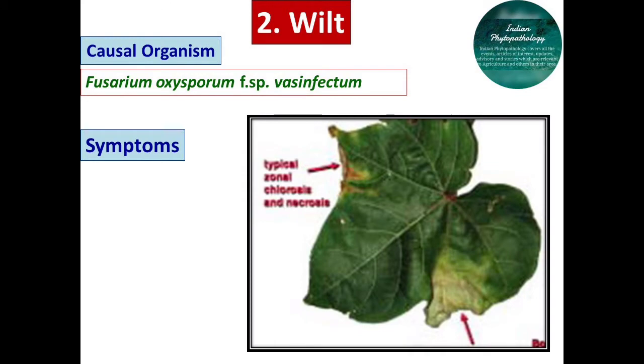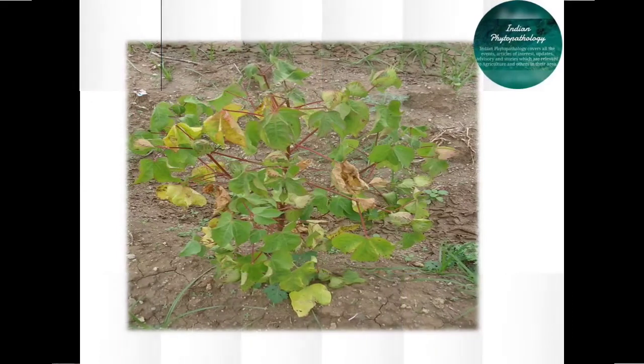This wilt is caused by Fusarium oxysporum forma specialis vasinfectum. This is a fungal disease, and in India it was first reported from Nagpur by Evans in 1908. It comes under phylum Ascomycota, class Sordariomycetes, order Hypocreales, and family Nectriaceae, and the genus is Fusarium. You can see the symptoms of this disease.